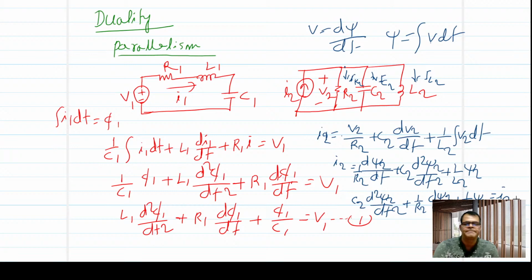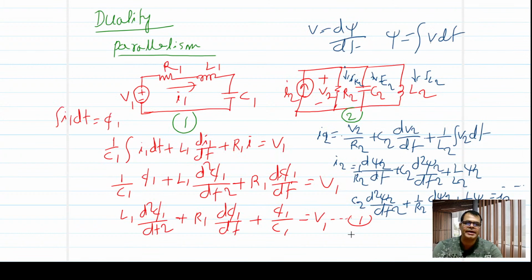Now if you compare equations 1 and 2, you see the characteristic equations look similar, though they have different values. This is a second order linear differential equation. So we can say that circuit 1 and circuit 2 are duals of each other. So you can collect the dual elements or relate the dual elements. We'll move to the next page.